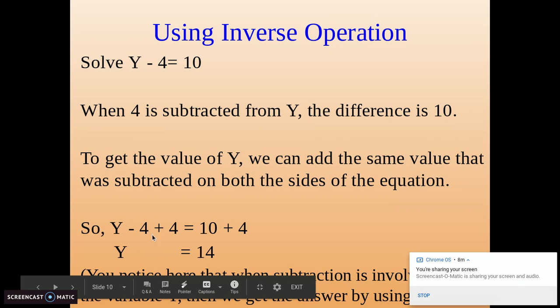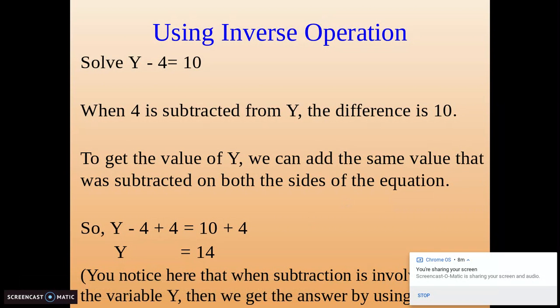So whenever you see two numbers being subtracted and added, it means the value of this will be 0. So on the left side of the equation we have y, and on the right side, because they're just two numbers, we'll add them up. 10 plus 4 is 14. So you notice here that when subtraction is involved with variable y, then we get the answer by using an addition.